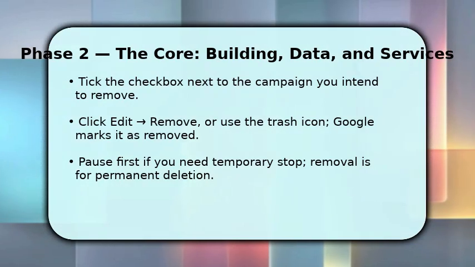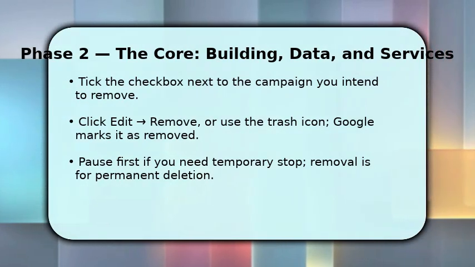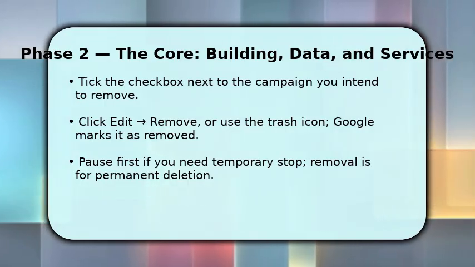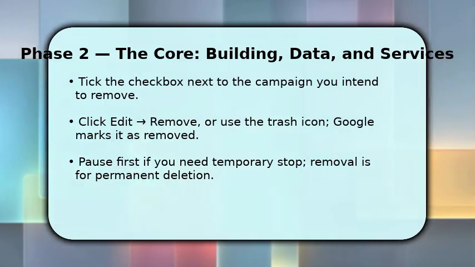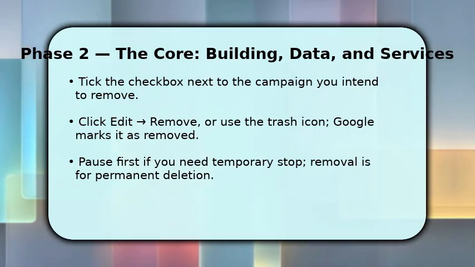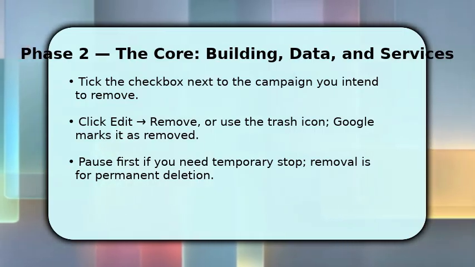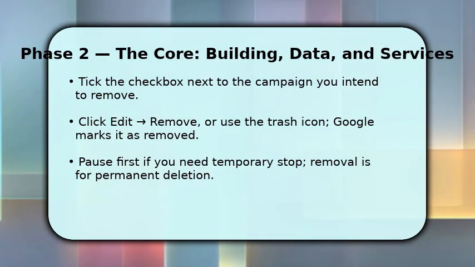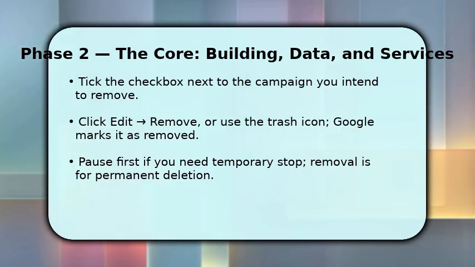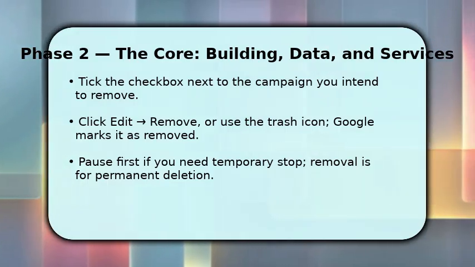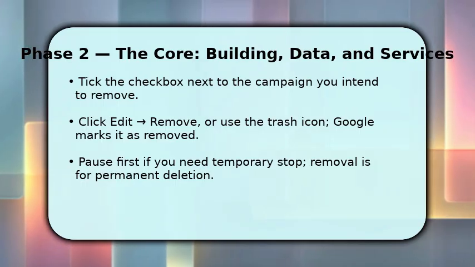With the campaign visible, tick the left-hand checkbox to select it. Once selected, click Edit and choose Remove or use the trash icon in the toolbar. Google will mark the campaign as removed and stop delivery. You might pause first if you want a reversible stop. Removal is the step that archives the campaign.